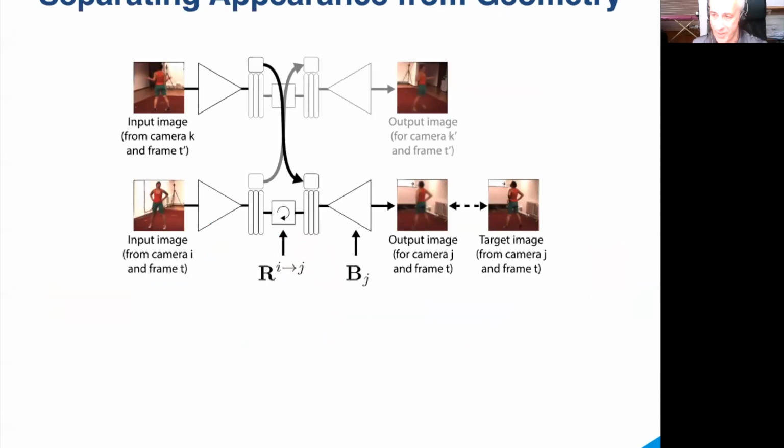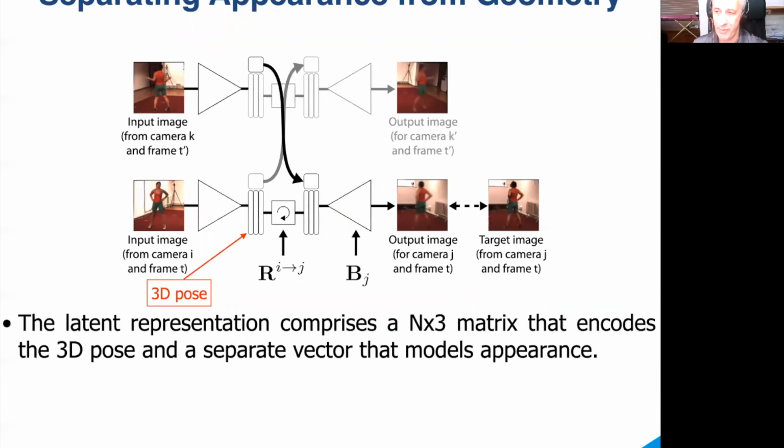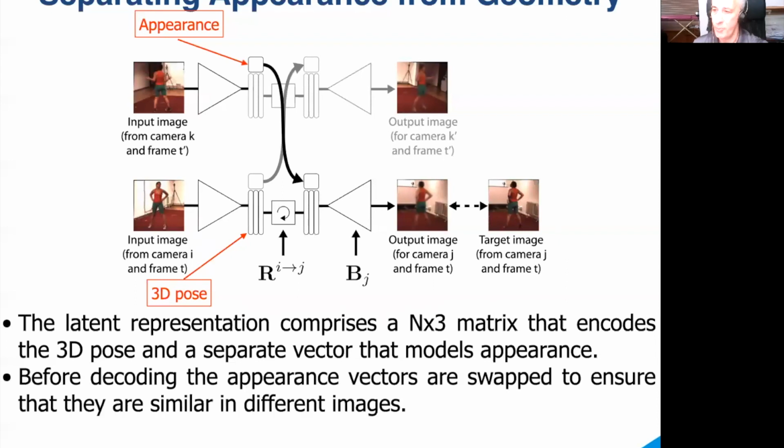Such an encoder can be extended for our purposes as follows. We divide the latent representation into two parts. One is represented by an L×3 matrix that ought to capture the pose of the subject. The other is a regular vector that ought to capture the appearance. At training time, we use pairs of images acquired at the same time, but from different viewpoints, and swap the appearance vectors before decoding. This ensures that the appearance vector is independent from viewpoint and that the pose vector captures the geometry of the person.